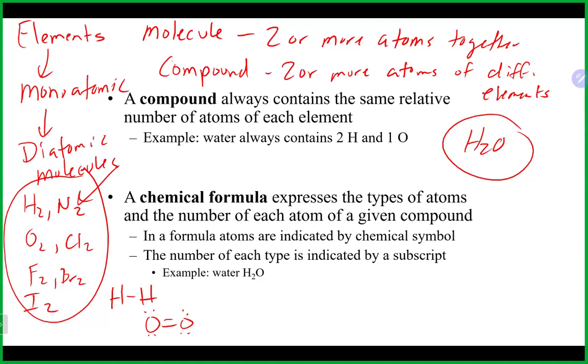Now, when we look at a compound, it has the same relative number of atoms of each element. So whenever you have water, no matter where you get the water from, it will always have this combination. It'll have 2 hydrogens for every 1 oxygen involved. A chemical formula basically expresses the type of atoms present, and the number indicates, by that subscript, how many are present. And again, it goes to the guy to the left in that particular case.